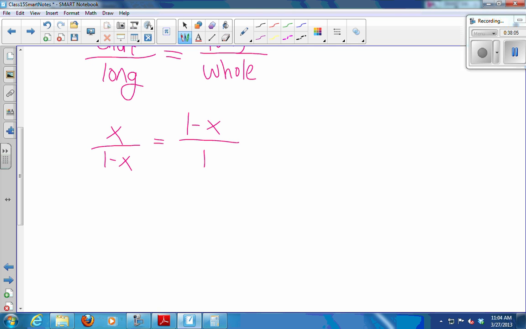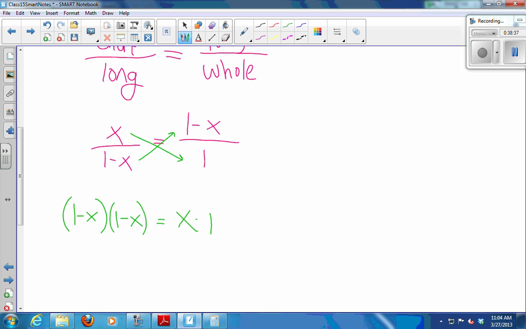We're going to use a little algebra. Do you guys remember how to do it? Cross multiply. Yes. Cross multiply. Right. So I get (1 minus x) times (1 minus x) equals x times 1. Multiply the upper right by the lower left, and the upper left by the lower right. Set them equal.